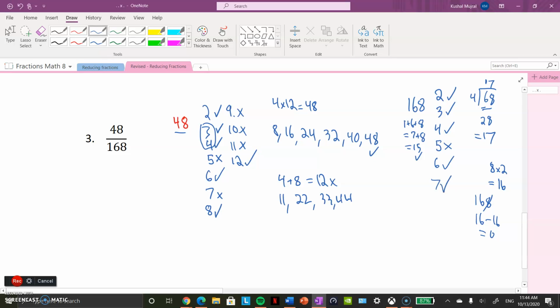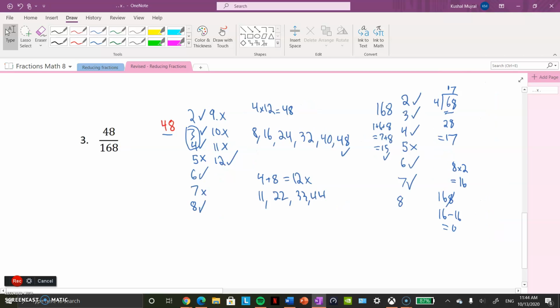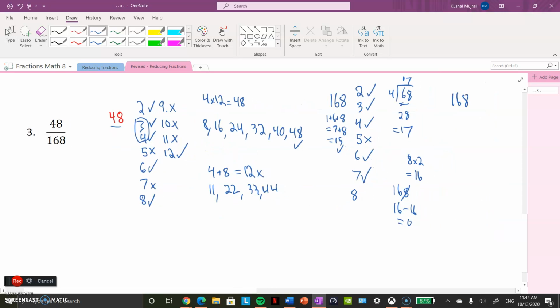Okay, so now let's look at 8. If the last 3 digits are divisible by 8, then yes, it works, so we're going to have to do a short division for this one. 168 divided by 8 is 21, so yes, 8 works. Let's look at 9. 1 plus 6 plus 8 is 15, which is not divisible by 9, so 9 doesn't work. So now let's look at 10. 10 does not work because it doesn't end with 0. Let's look at 11.